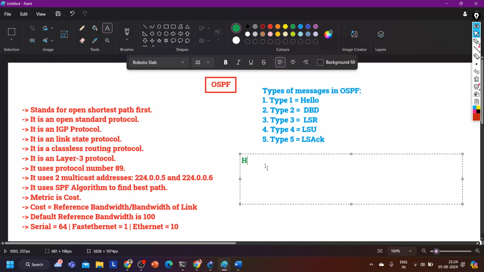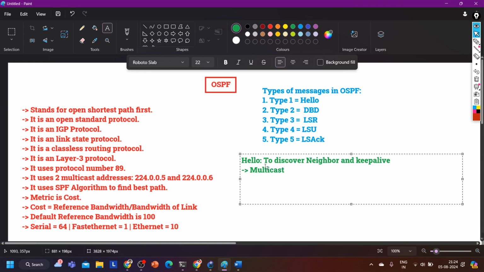Clear? Now hello message. The first use of hello message is to discover neighbor, like EIGRP, and keep alive. And router always sends hello message on multicast address in case of dynamic neighborship.